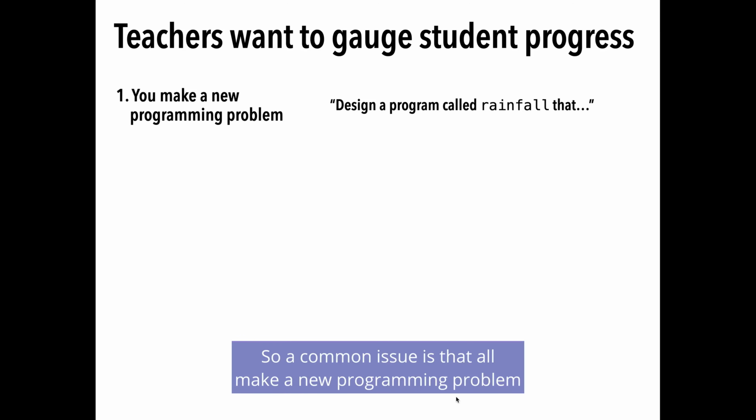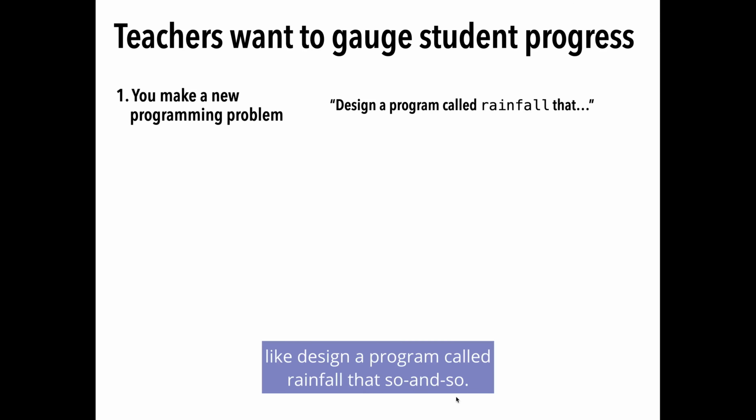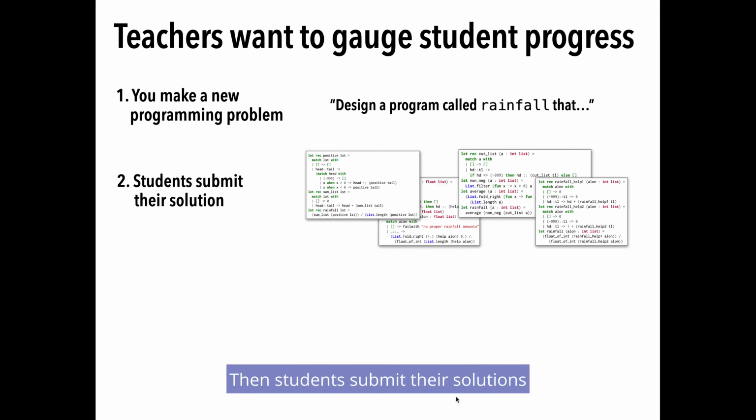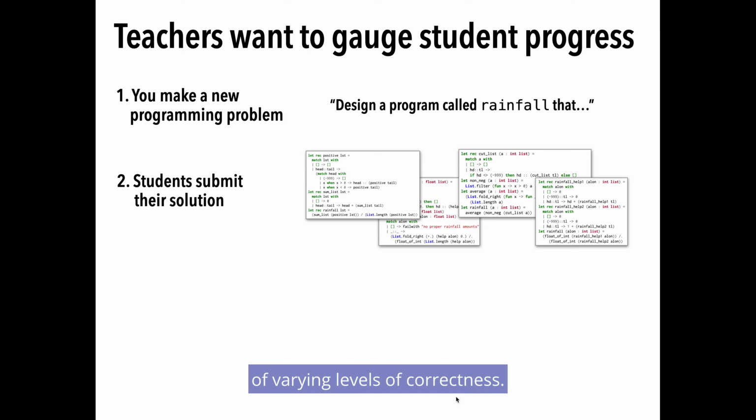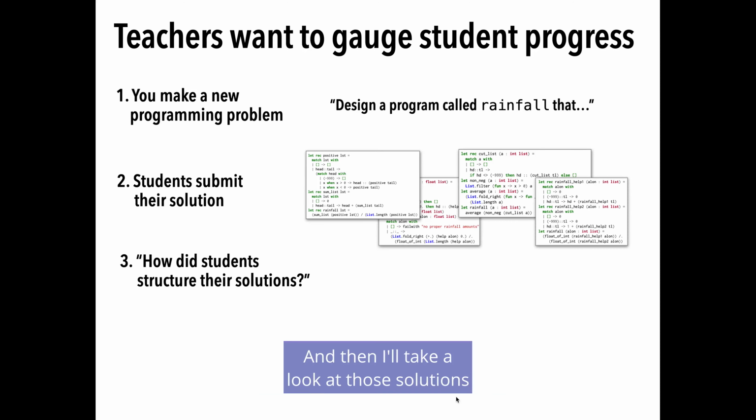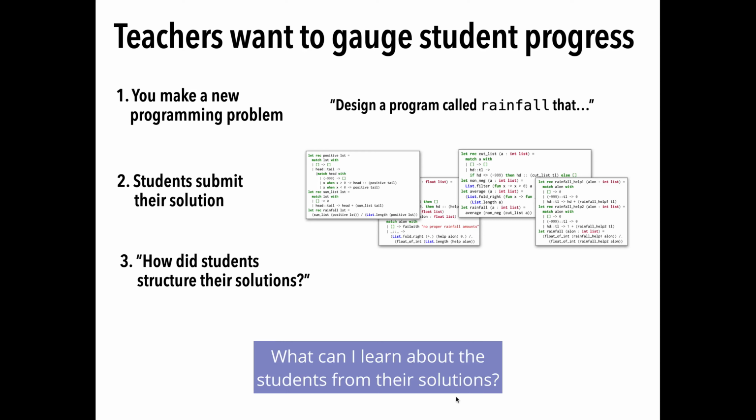So a common issue is that I'll make a new programming problem, like design a program called rainfall that so-and-so. Then students submit their solutions, and I'll get hundreds of different implementations of varying levels of correctness. And then I'll take a look at those solutions and wonder, how did they structure their code? What can I learn about the students from their solutions?